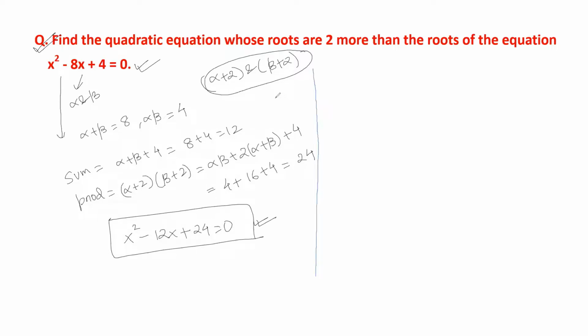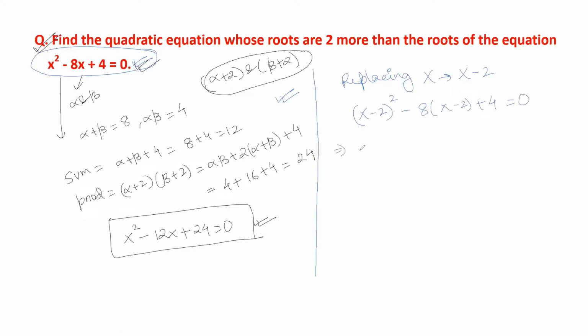So this is one way to solve such kind of questions, but there is also an alternate and an easy way to solve these questions. To use that, we need to simply replace x with x minus 2 in this equation. So replacing x with x minus 2 in this quadratic equation, we will be getting (x minus 2) whole square minus 8 times (x minus 2) plus 4 equal to 0.